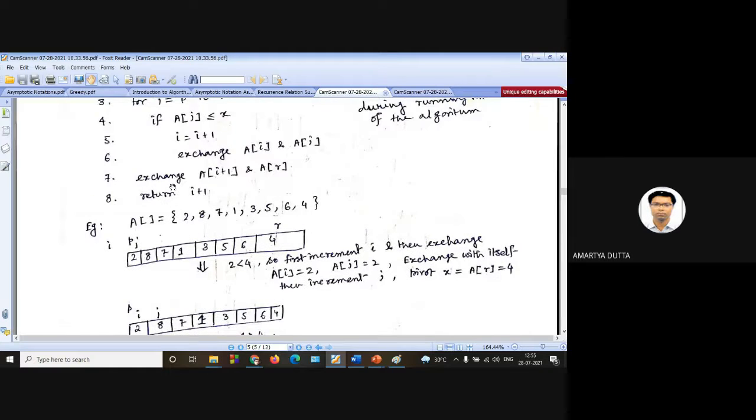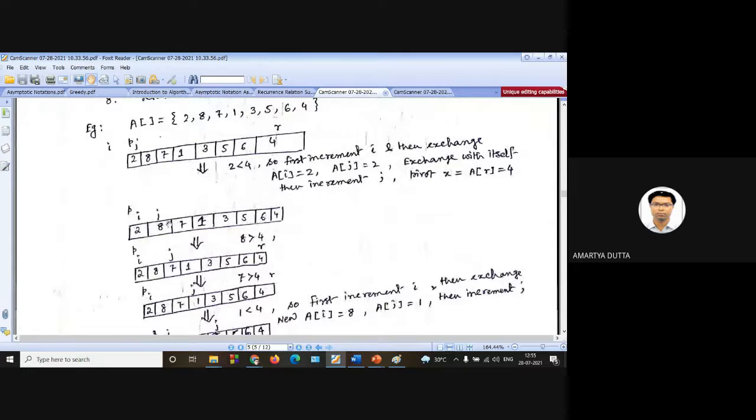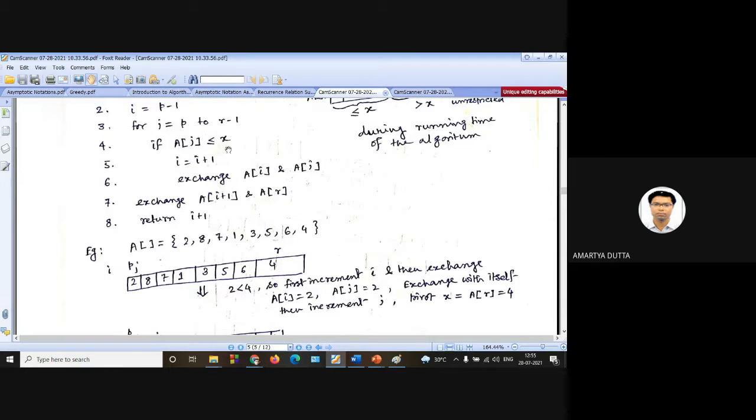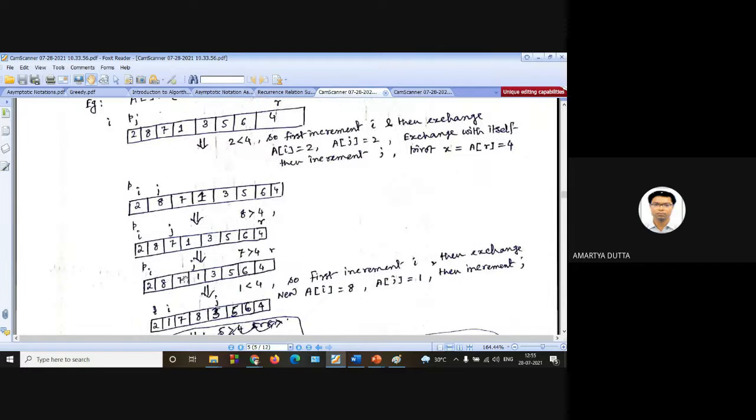Next, J is increased by 1. So this is your J, and I is pointing here. Now, is 8 less than 4? No, your J is not less than your pivot. So increase J. Is 7 less than 4? No. So increase J. Your I resides at that particular point. Now, 1 is less than 4. Yes, 1 is less than 4. So what should I do?